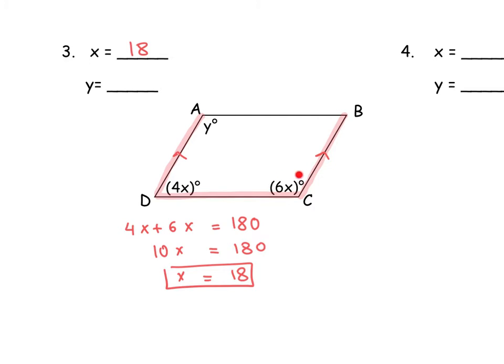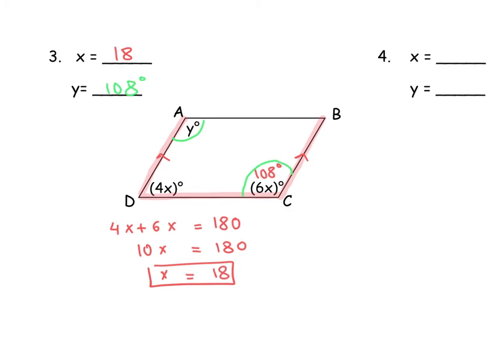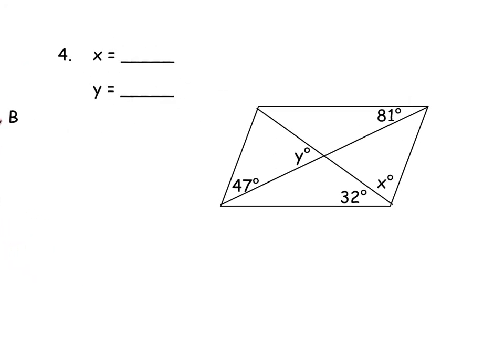So then 6x is going to be 6 times 18, which is 108. And another property of parallelograms is that opposite angles are congruent. So if this is 108, then y is going to be 108 as well. Now let's move on to number 4.